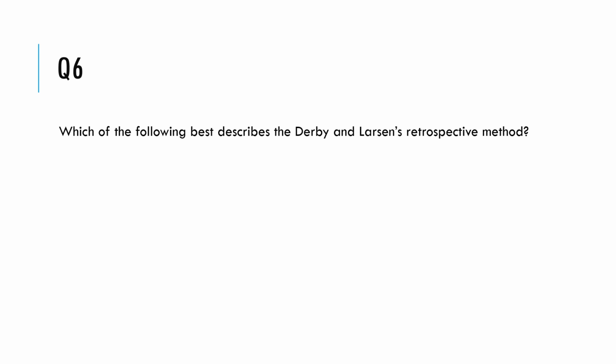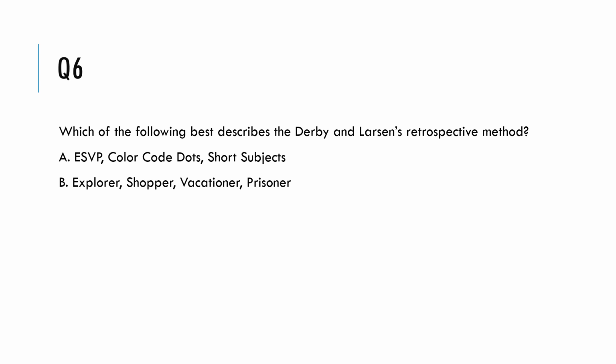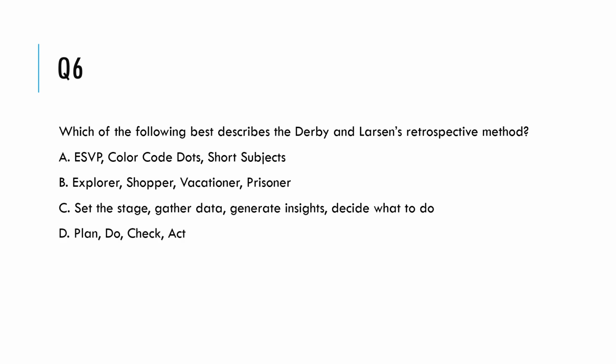Question number 6, very, very straightforward. If you have been following us, you already know the answer. Which of the following best describes the Derby and Larson's retrospective method? A, ESVP, color code dots and short subjects. B, explorer, shopper, vacationer, prisoner. ESVP sounds familiar, right? C, set the stage, gather data, generate insights, decide what to do. And D, plan, do, check, act, PDCA. So what do you think is Derby and Larson's retrospective method?